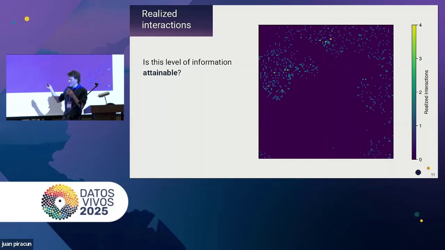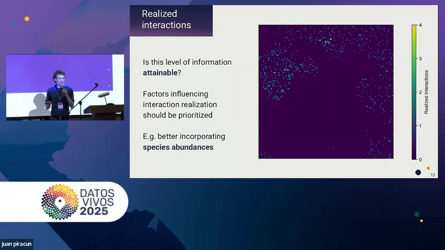And so to focus a bit, this is zooming on this last panel that I had over there, what it looks like of where the realized interactions are across the landscape. The question we can have in this case is, well, is this really an attainable level of information? Quite probably not, but anything that gets us closer to this could be useful, and it's informative because it tells us that maybe the factors that are influencing interaction realization should really be the ones that we try to prioritize as we try to optimize our monitoring.